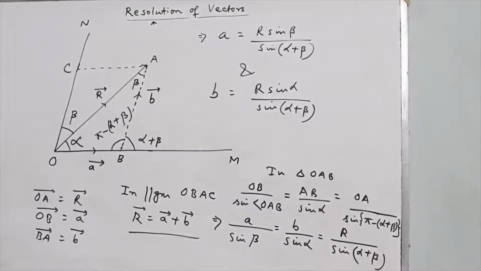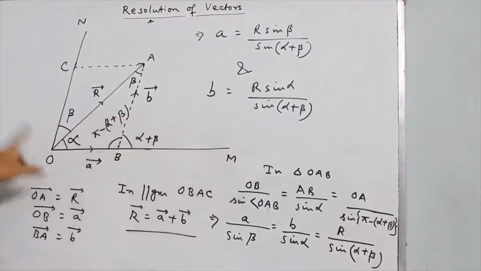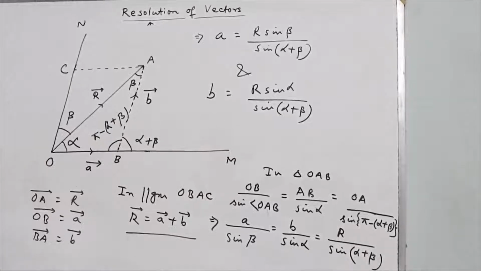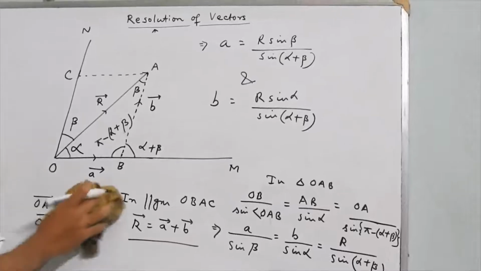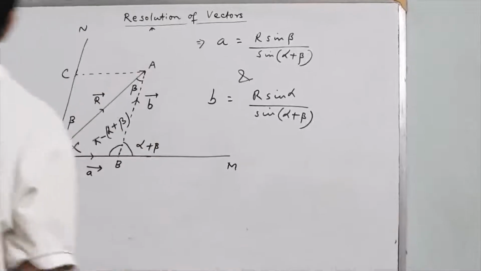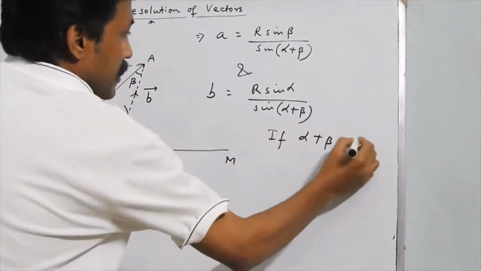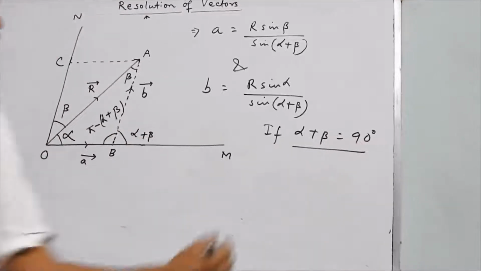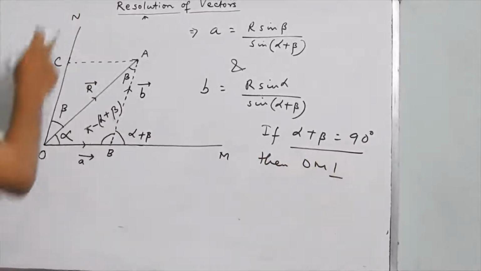I hope you have noted this. So what I am saying is that if alpha plus beta is 90 degree, then this process of resolution will be called as resolution into rectangular components or orthogonal components. If alpha plus beta is 90 degree, then you will have OM perpendicular to ON. Sorry, they will be mutually perpendicular.